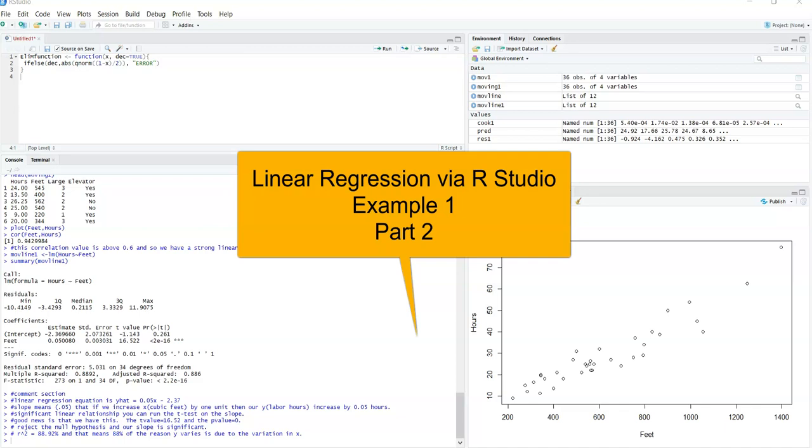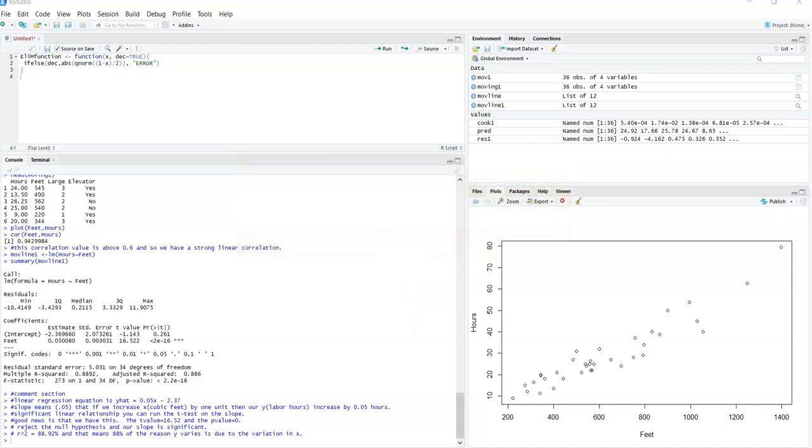Hello, and welcome back to Linear Regression with RStudio. Where we left off was a discussion on the R squared value.